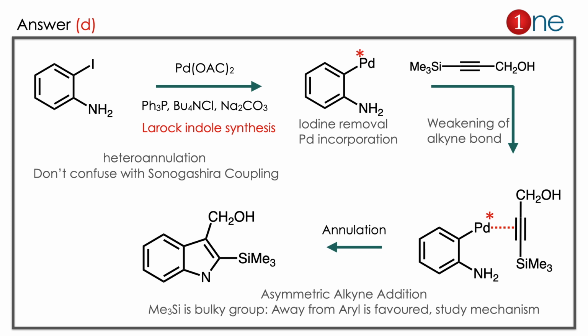It's a coupling reaction. The mechanism is difficult to describe here; you have to study it separately. So asymmetric alkyne addition happened. The product is the indole, which is D. Here you have to learn one very important thing, which is the Larock indole synthesis, and that the bulky group goes away from the benzene ring is the selectivity here.